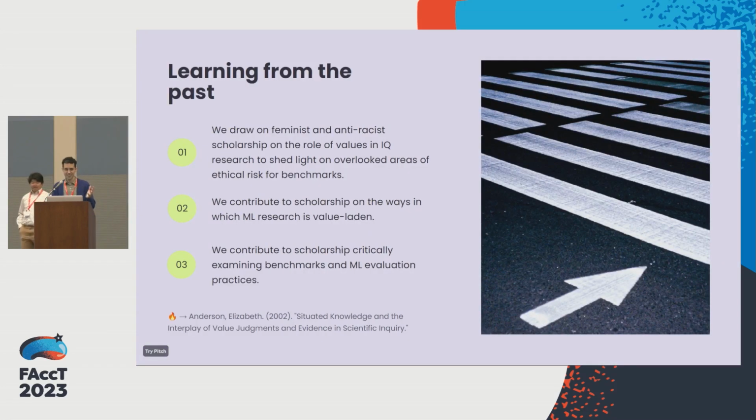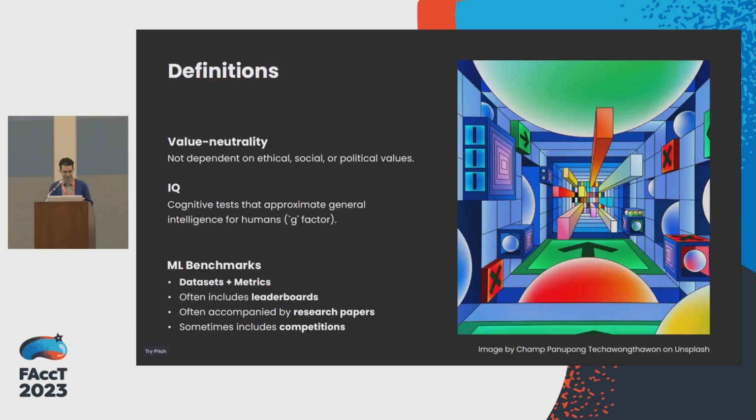So our paper is an exercise in learning from the past. We draw on over 20-year-old research that was looking at feminist and anti-racist scholarship on the role of values in IQ research. And we do this to shed light on overlooked areas of ethical risk for machine learning benchmarks. Another core contribution of the paper is thinking about ways in which machine learning research is value-laden, as many folks in this room are already doing very well. And the other contribution we make is to research that's critically examining machine learning benchmarks and evaluation practices.